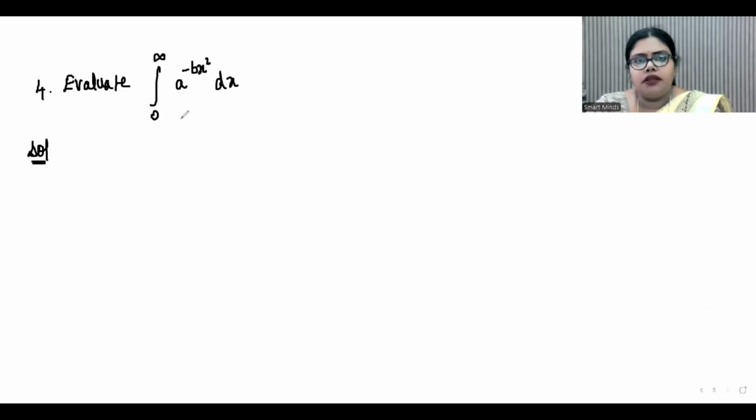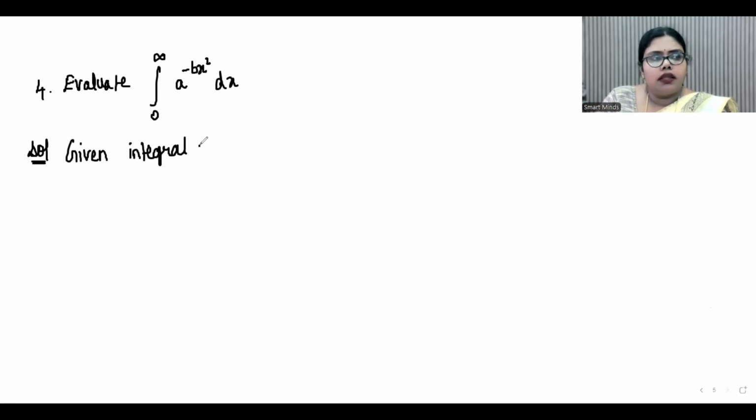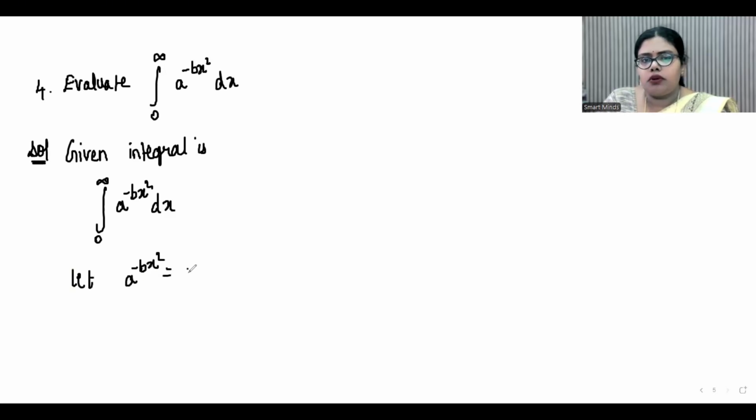Take the next question. Evaluate the integral from 0 to infinity of a power minus bx square dx. So what is the given integral? The given integral is integral 0 to infinity a power minus bx square dx. Let us say a power minus bx square is equal to e power minus p. Let us take this as equation number 1.